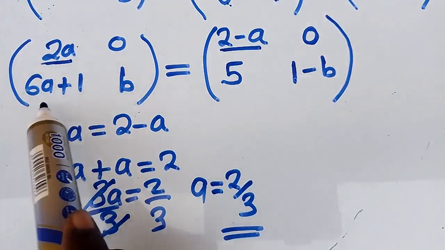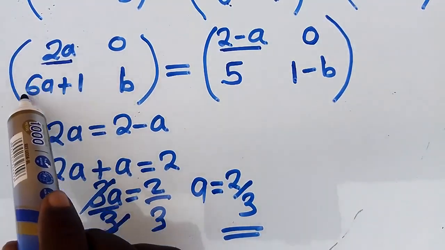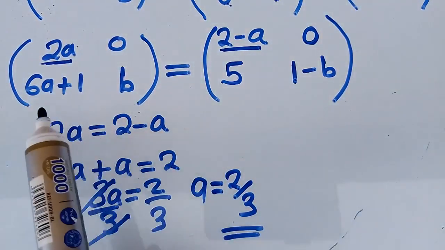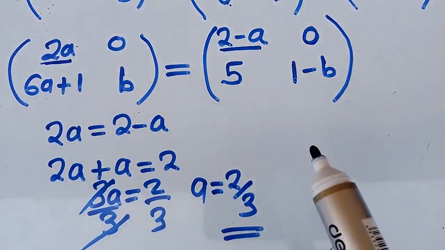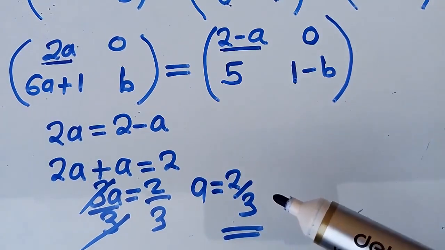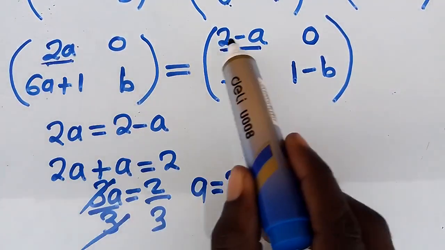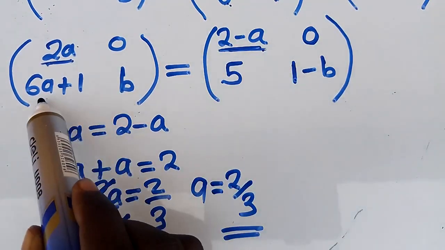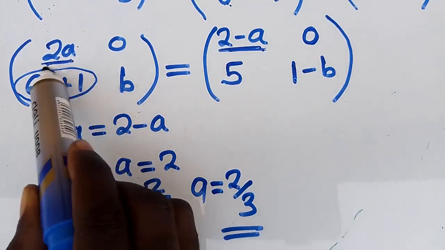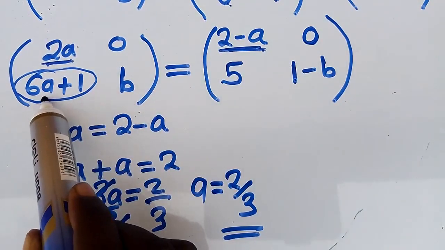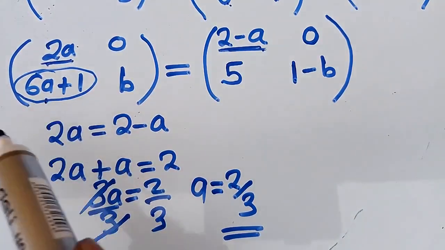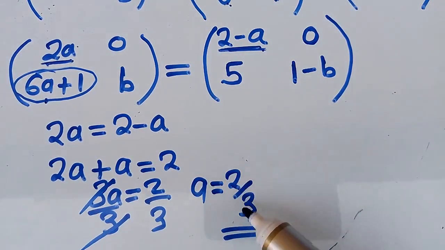Even if you get this one here, where there is a, this one and that one, you still get the same answer. So you can get this one equates to that one. So even if a person decides to get this one, you're also finding a there. So you still get the same answer, which is 2 over 3.